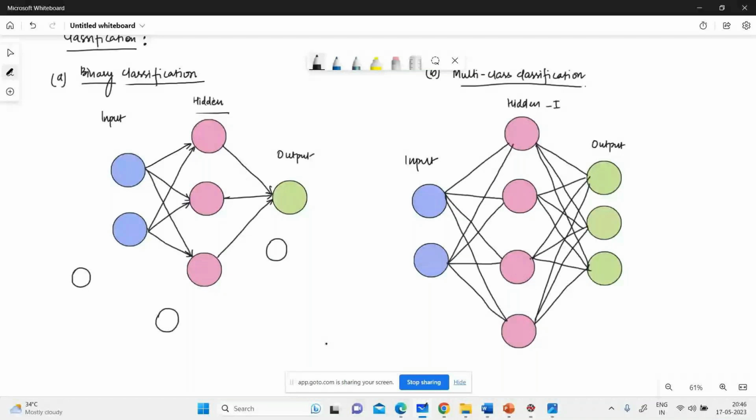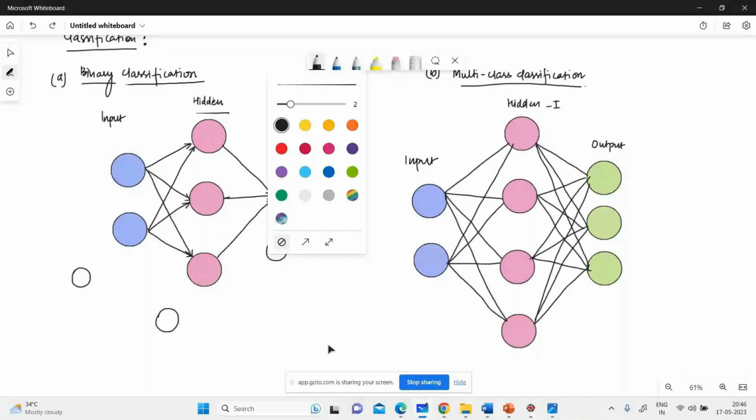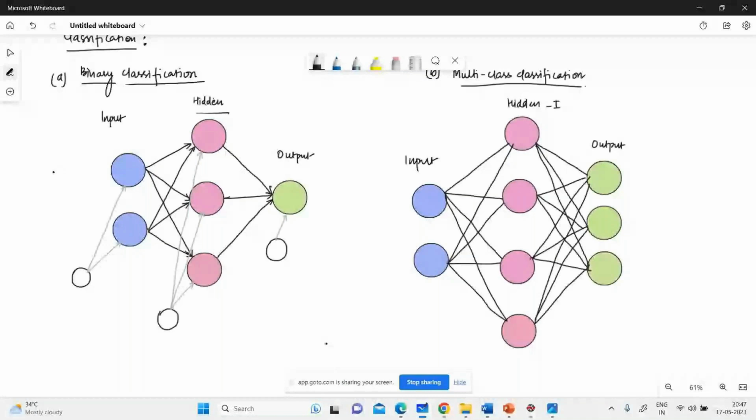For every input, there will be an attached biases value. Let me change the color codes here. This will be your biases. This is how my x1 value goes. This is how my x2 value goes.